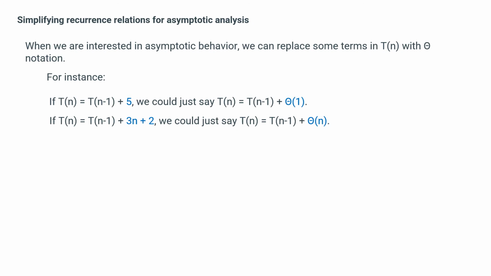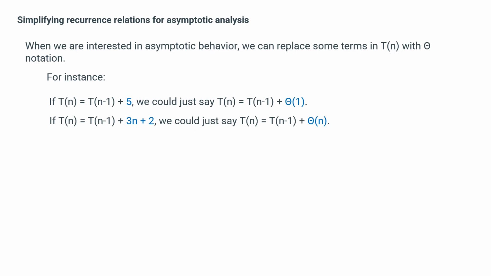So for this first one, outside of the T of n minus 1, we just have a 5. So we could say that T of n equals T of n minus 1 plus theta of 1, because remember, any constant is theta of 1. That 5 is a constant, so we would just add on the theta of 1.